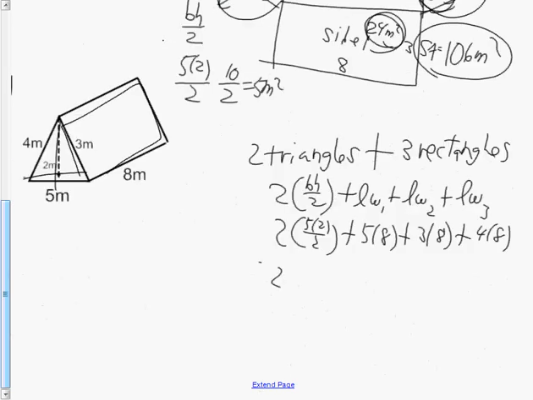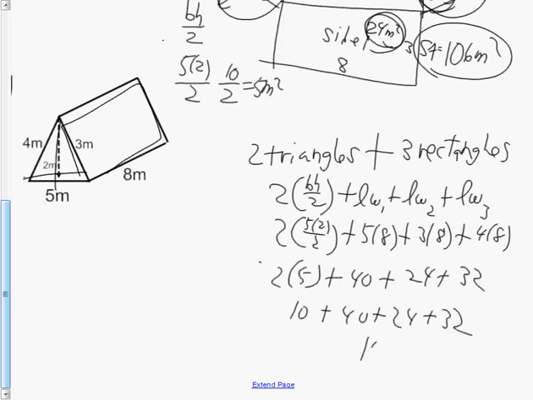So we have two that are 5 each, and we have 40, and we have 24, and we have 32. So we have 10 and 40 and 24 and 32, which is 106 square meters if I add them all correctly. Okay, that's the same answer as we got in the first one, just using a formula and substituting your data.